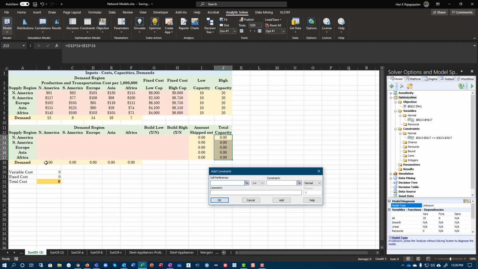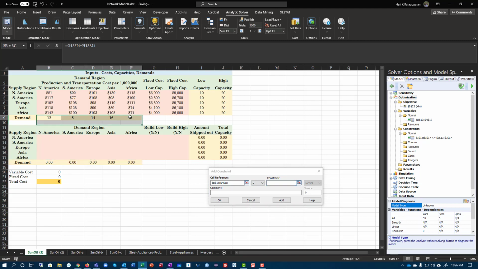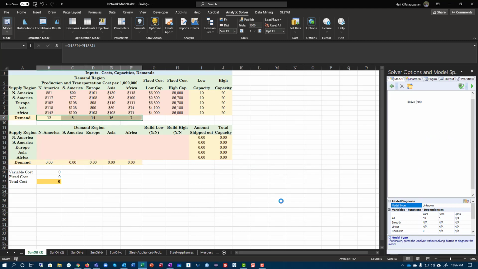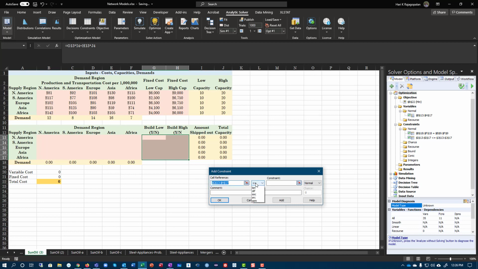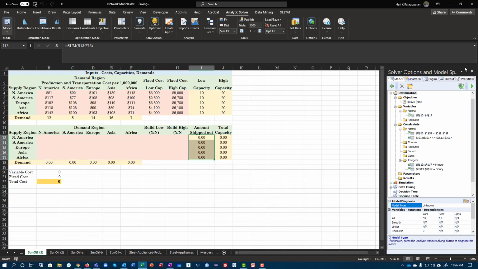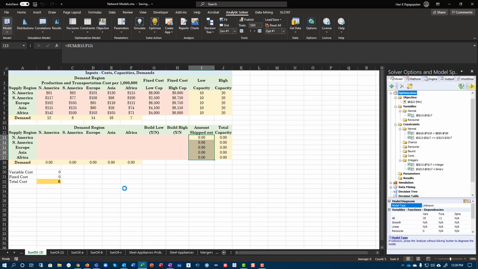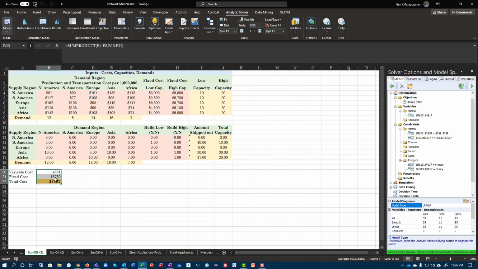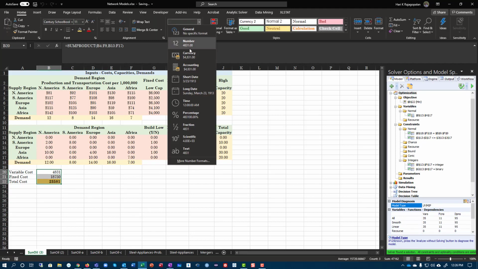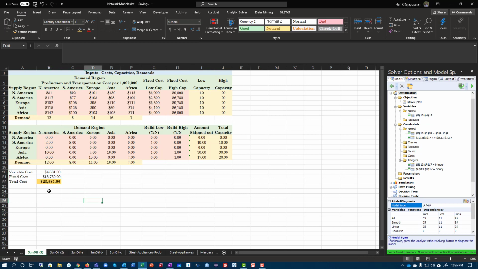And then your demand here, what is being shipped to, should be equal to this. We also know that these are binary variables, and these here would be integer. In your engine, you should assume non-negative is true, and you run your solution to get your answer right here. So you can see that it's about 23,581,000 is your total cost.